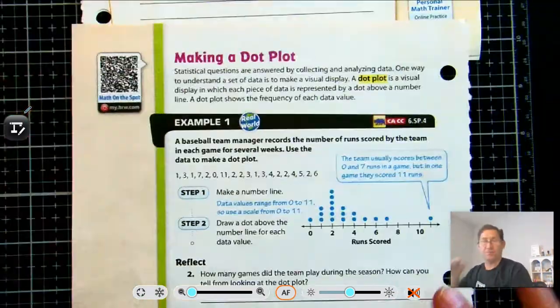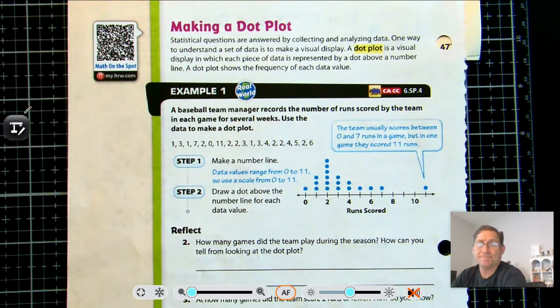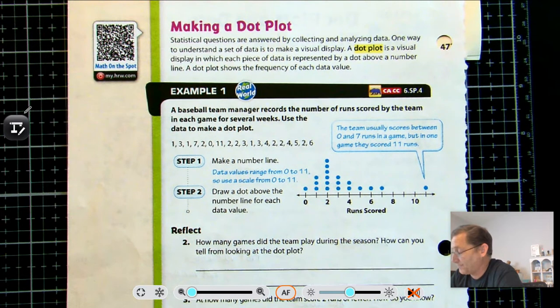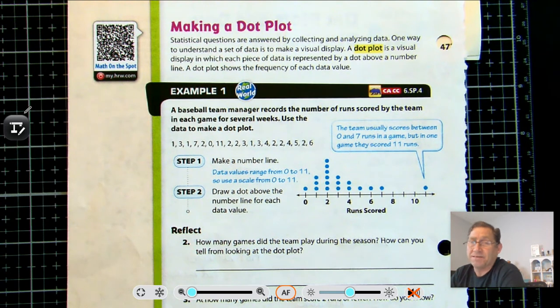Page 472, making a dot plot. So statistical questions are answered by collecting and analyzing data. One way to understand a set of data is to make a visual display. A dot plot is a visual display in which each piece of data is represented by a dot above a number line. It's basically very similar to what you learned in previous grades as a line plot, where you put X's above each of the numbers to represent the frequency of the data.